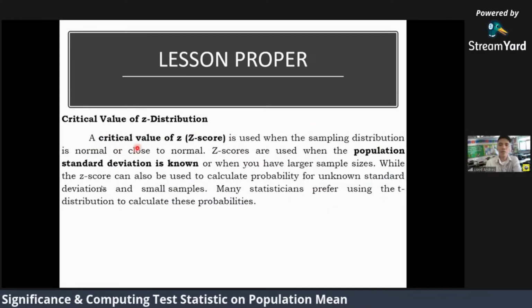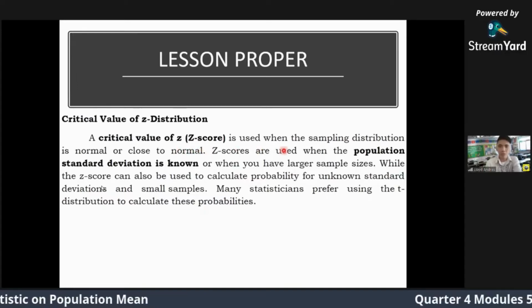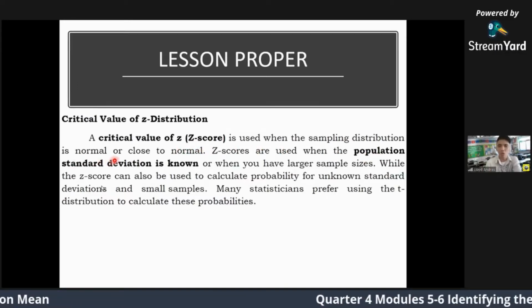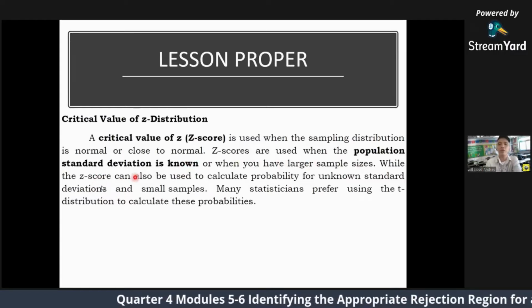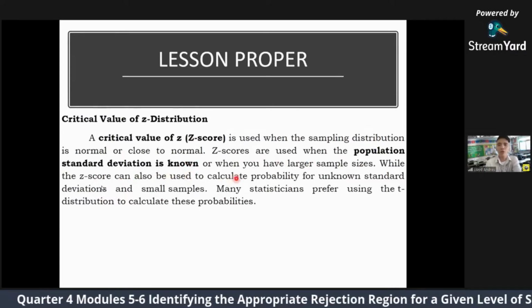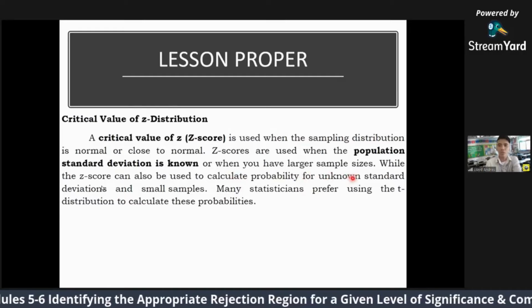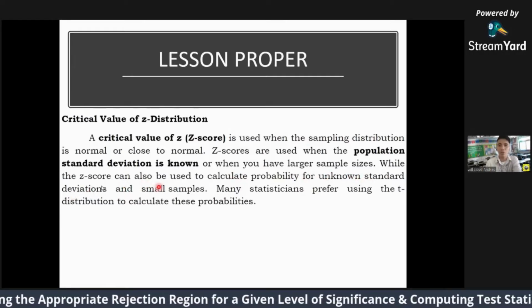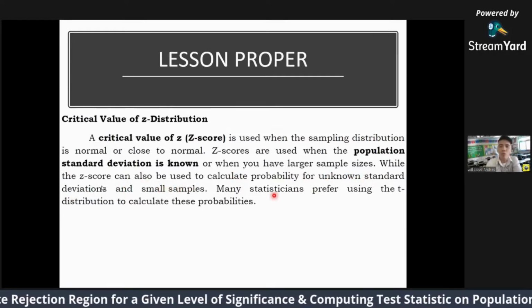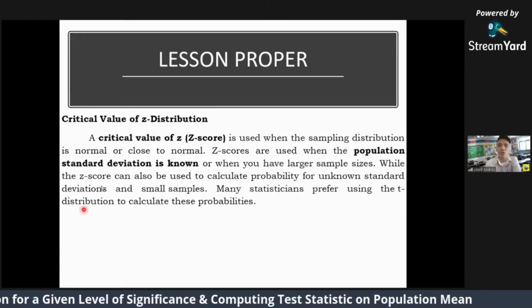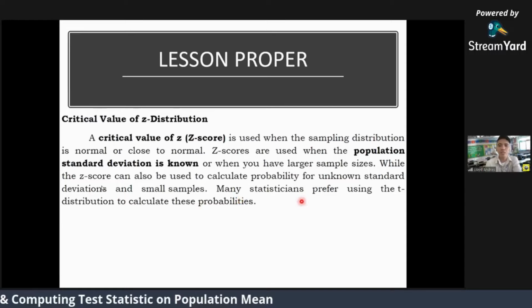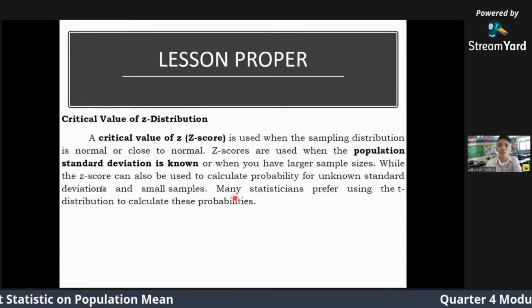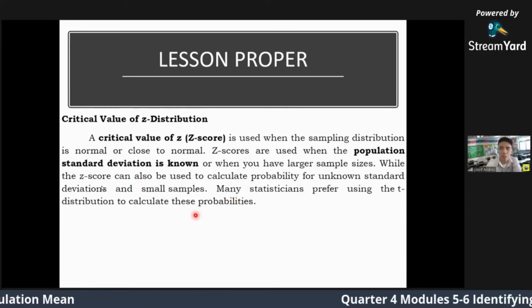A critical value of Z, also known as Z-score, is used when the sampling distribution is normal or close to normal. Z-scores are used when the population standard deviation is known or when you have larger sample sizes. While the Z-score can also be used to calculate probability for unknown standard deviation and small samples, many statisticians prefer using the t-distribution to calculate these probabilities.